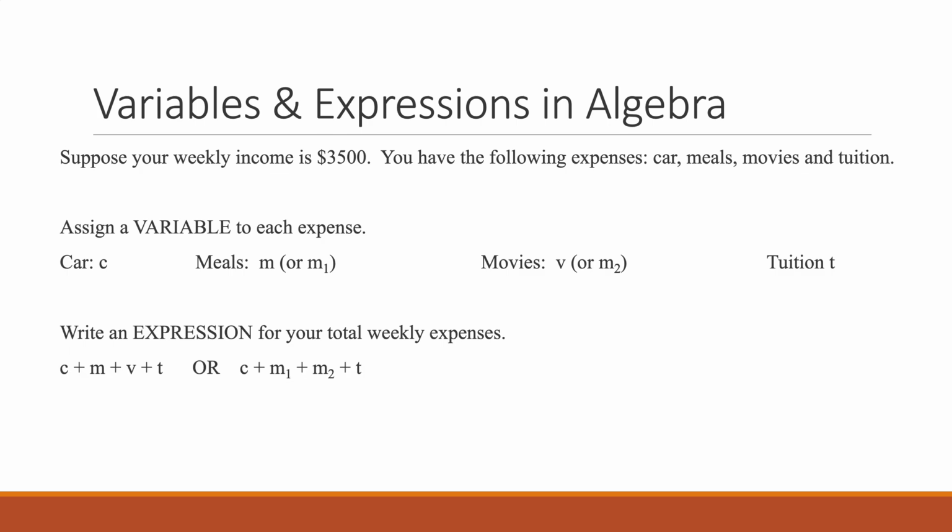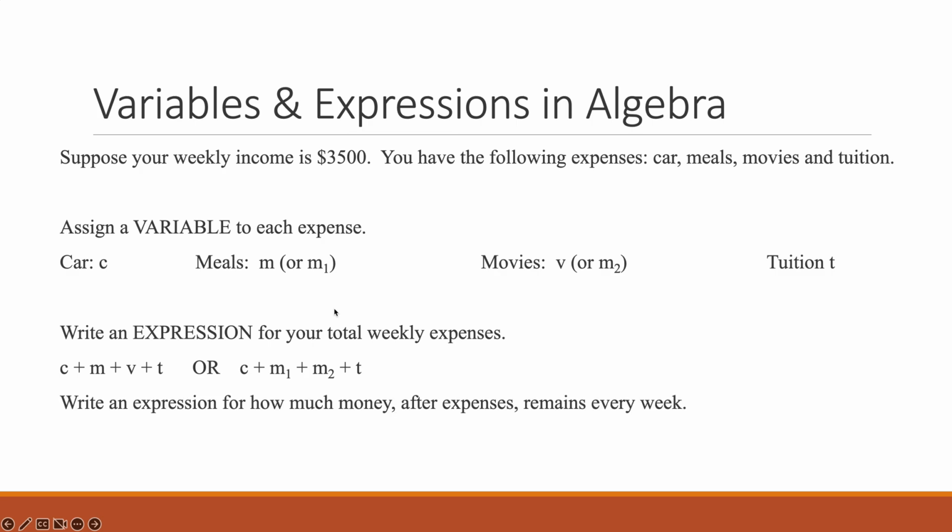Okay, the expenses are the car plus the meals plus the movies plus the tuition. And you could write that as C plus M plus V plus T. Or you can write it as C plus M sub 1 plus M sub 2 plus T. Notice it is in alphabetical order, and I like that for reasons that will become more apparent as we go through algebra during the year and at increasingly difficult levels.